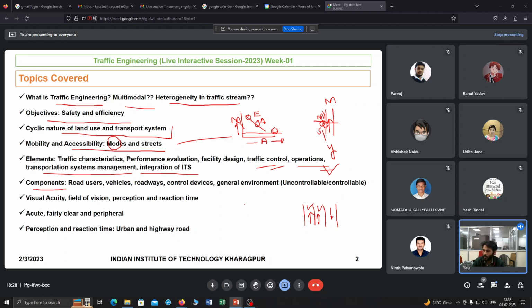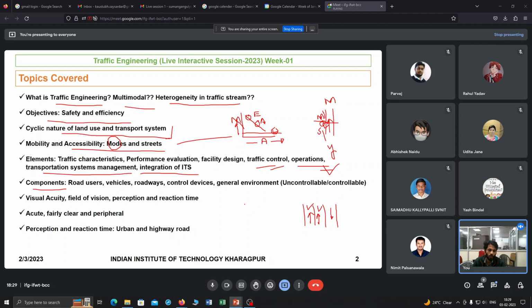Then they are traveling on a road, so the roadway is another component. It is very easy to understand what component means. And then the control devices, as I have already mentioned, have to be pre-installed mostly at junctions, and sometimes at mid-block. Suppose accidents are occurring at a mid-block because people are frequently crossing there, then maybe we want to install a pedestrian signal there. That is called a control device.